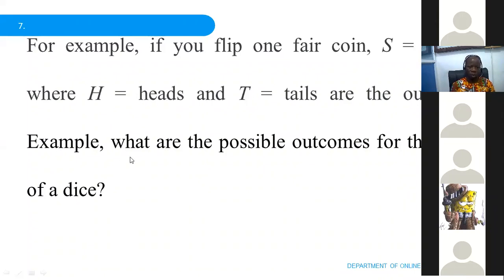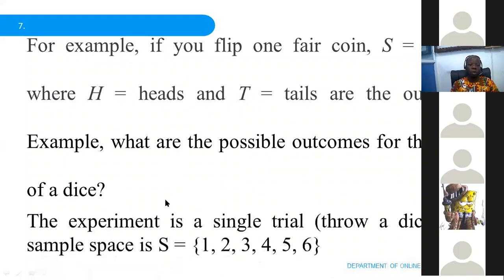Another example: what are the possible outcomes for the throw of a die? Like I introduced you to a die. If you throw a die, what are the possible outcomes? The experiment is a single trial if you throw a die once. So the sample space is equal to {1, 2, 3, 4, 5, 6}. A die has 6 faces.